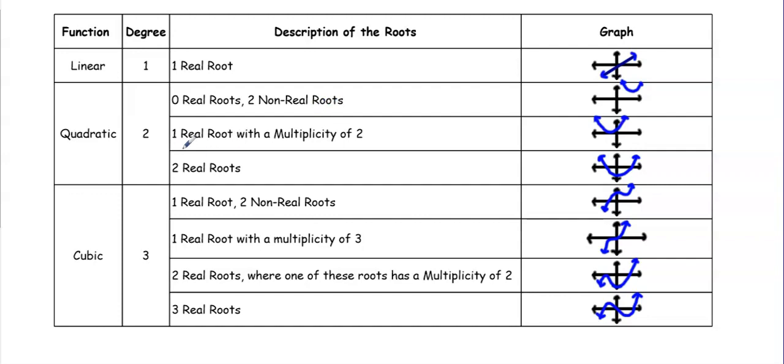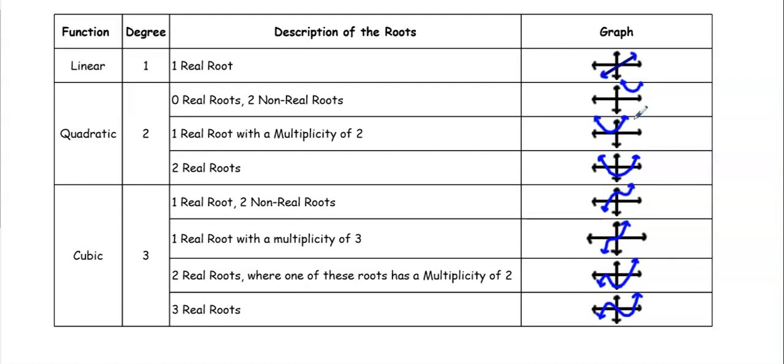So for a quadratic, you can have one real root with a multiplicity of 2. And notice here where you have the multiplicity of 2, your function is changing direction right on the x-intercept. And then, of course, you can have 2 real roots, which gives you 2 x-intercepts. For cubic, you can have 1 real root and 2 non-real roots. So that's what this will look like, where you have that 1 x-intercept. And the change of direction here is happening above the axis.